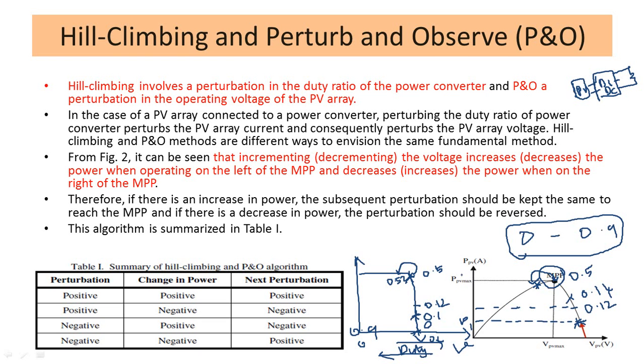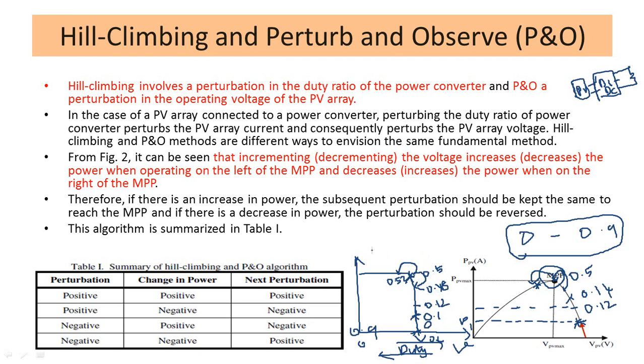For the next cycle also, it will go to 0.48. It will find that the power is less. So what will it do? It will once again go from 0.5 to 0.48, and now it finds the slope sign is positive, which means it was decremented from 0.5 to 0.48. Now the slope sign reverses. Now we have to increment the duty cycle from 0.48 to 0.5, 0.5 to 0.52.